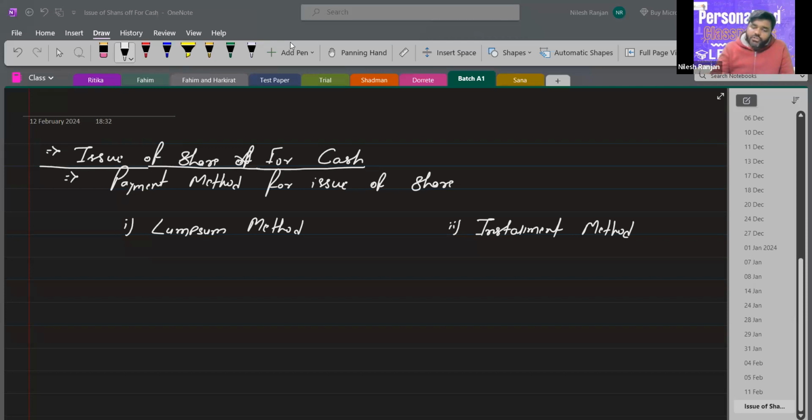Can you tell me the journal entry for call in arrear? Yes, sir. So, for example, if it is on allotment, it will be share allotment account debit to share capital account. And in the second entry, bank account debit, calls in arrear account debit to share application, sorry, share allotment account.